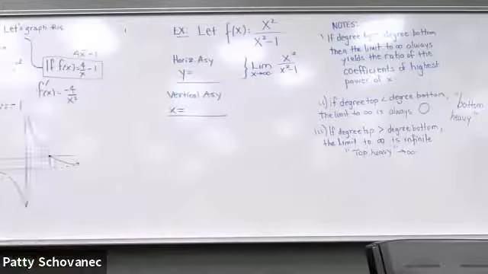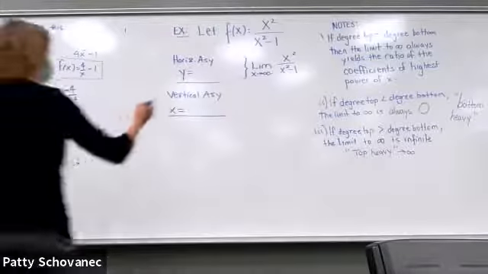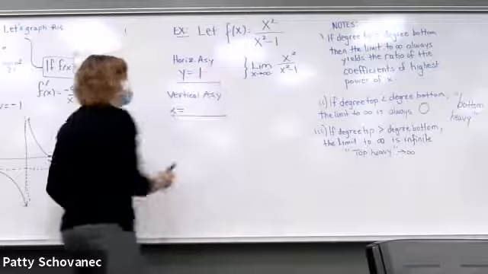And now you can eyeball that limit. What's that limit going to be? 1. y is equal to 1. No horizontal asymptote.